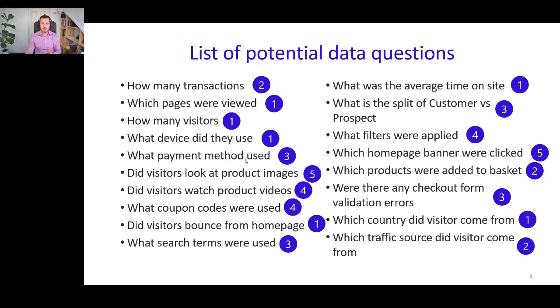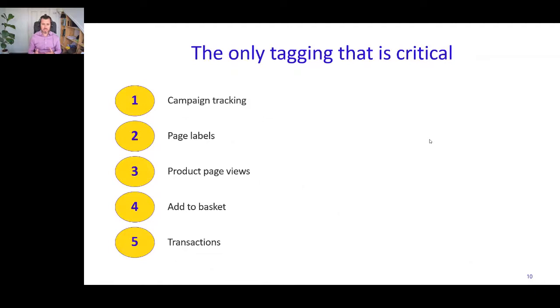So that's the process, that's the background way of doing it. Let's get to the chase here. What's core information for e-commerce websites? To me, the only tag that's critical is campaign tracking. It's your page labels, your page name, your page type. It's tracking the product when you look at a product page, tracking add to baskets, and tracking transactions. And that's it. It's as little as that for me that is critical. Everything else is a bonus, can wait for the future.